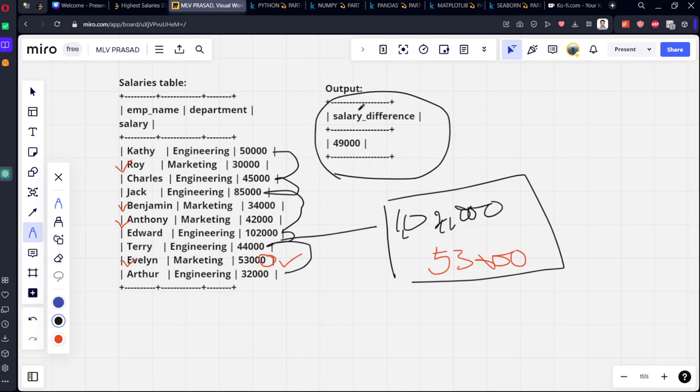So how to get this? This is the tricky part, right? Now let's do one thing. Let's try to group by department and let's get the maximum. Then what you will get? Engineering, some value will get. Marketing, some value will get. Am I right? Now use lead and lag and get the difference between them.